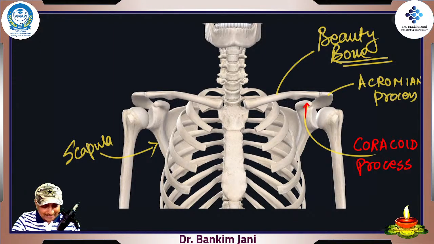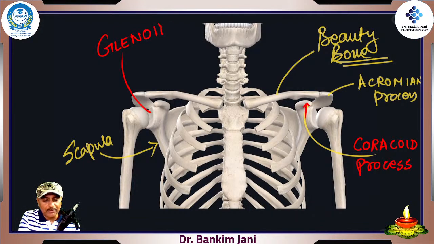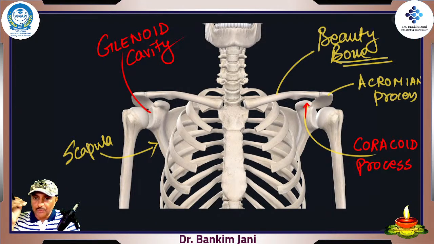Then this one, right? Now see how nicely seen. This is the glenoid cavity, or the glenoid surface, glenoid cavity or the glenoidal surface. What I really want you to see technically is, watch the head of the humerus.